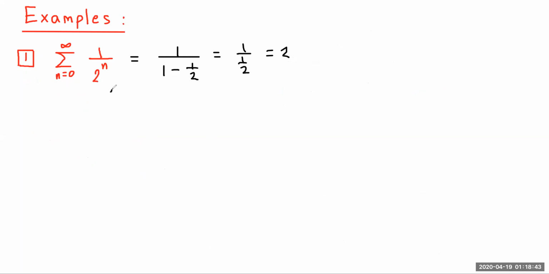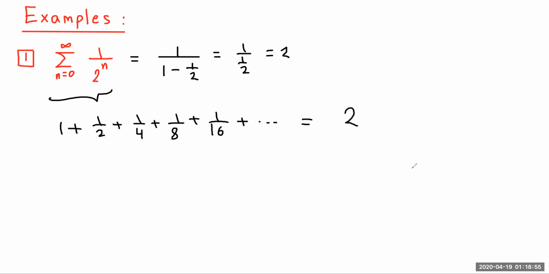And this sigma also could be written as 1 plus a half plus 1 over 4 plus 1 over 8 plus 1 over 16 plus without stop. The answer of this is 2.